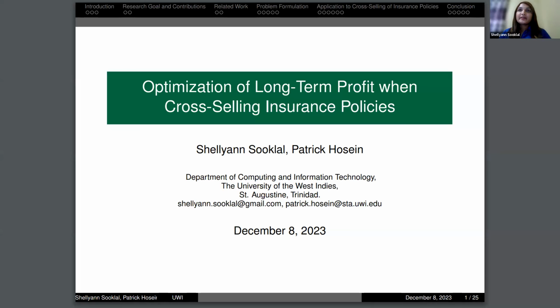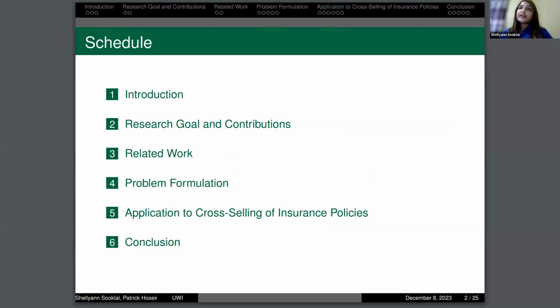So good day, everyone. My name is Shalian Suklal, and I will be presenting the work entitled Optimization of Long-Term Profit when Cross-Selling Insurance Policies. This work was done by myself and Professor Hussein and was presented at the IEEE ICT MOD conference. For the presentation today, I'll give an introduction to the research area, then I'll go into the research goals, as well as our contributions. Then I'll talk about related work in the area, and then how we formalized the problem. I'll also explain how we tested our methods with real insurance data, and then summarize the main points.